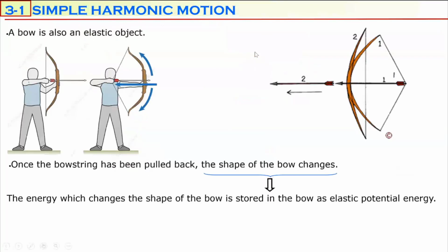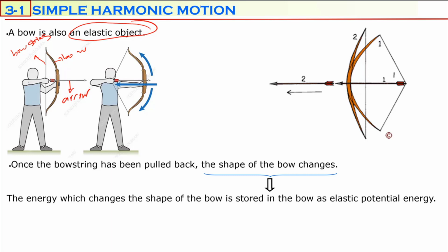Now, your book is first explaining one elastic object, but this is a different one. Your book is explaining this title, at the beginning of the title is a bowstring and arrow example. First, bow is also an elastic object. Why?